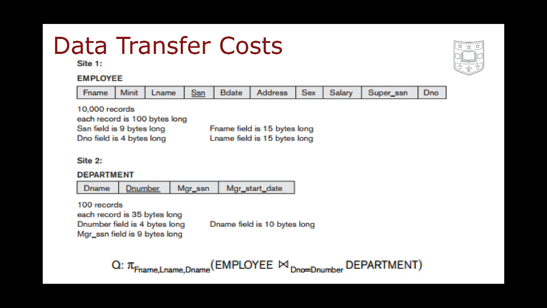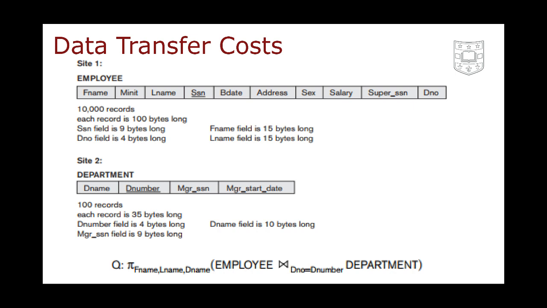Here are a couple of tables. I've got an employees table, and I've got a department table. And it shows the number of records that exist in each, and it also gives us information about how big some of these fields are in bytes. Down here at the bottom is the query that I want to execute.